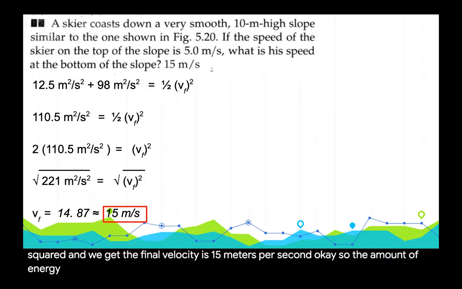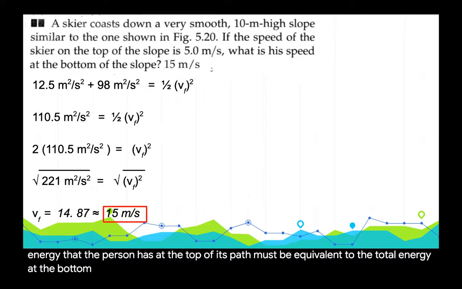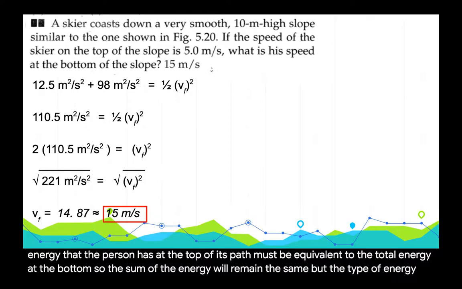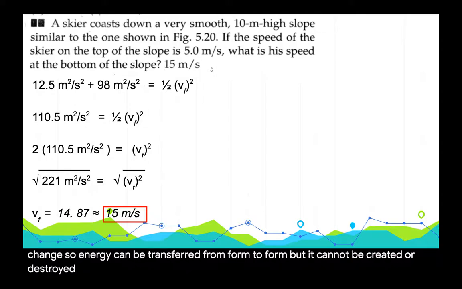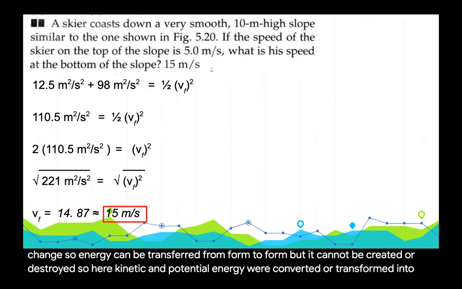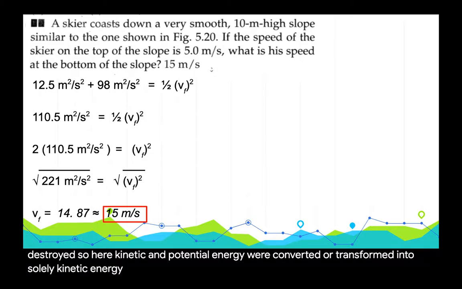Okay, so the amount of energy that the person has at the top of its path must be equivalent to the total energy at the bottom. So the sum of the energy will remain the same, but the type of energy will change. So energy can be transferred from form to form, but it cannot be created or destroyed. So here, kinetic and potential energy were converted or transformed into solely kinetic energy as the skier approached the bottom of the hill.